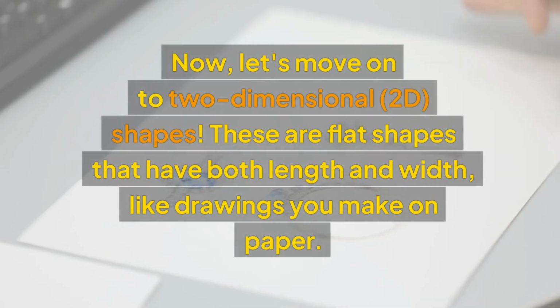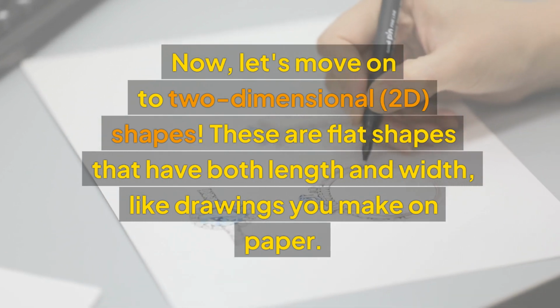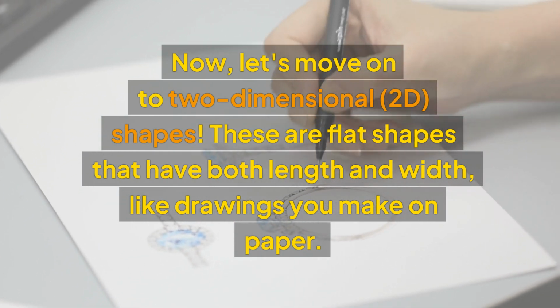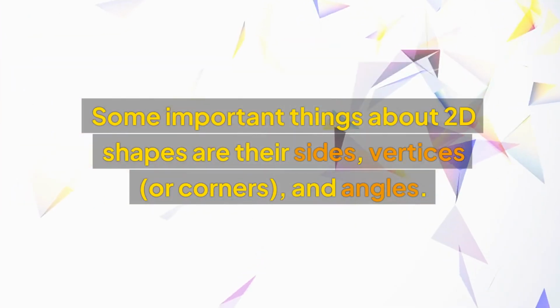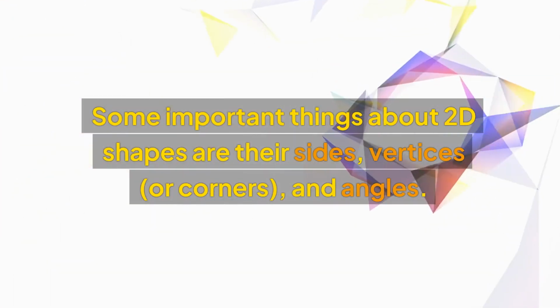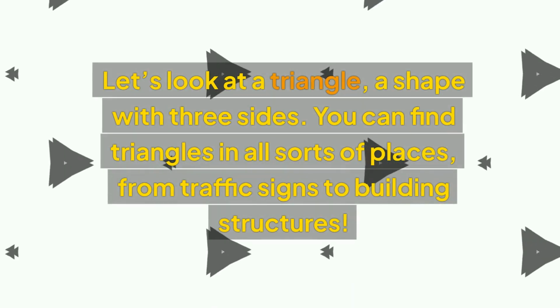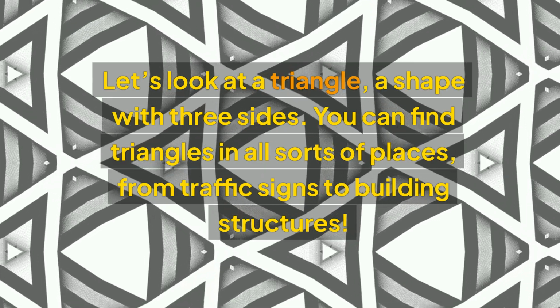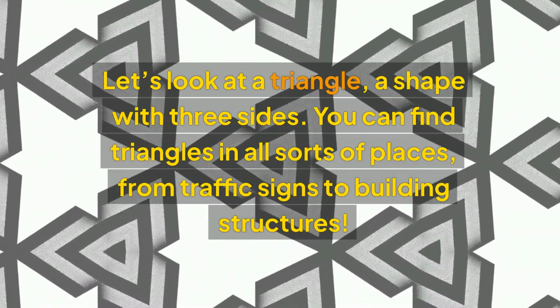Now, let's move on to two-dimensional, 2D, shapes. These are flat shapes that have both length and width, like drawings you make on paper. Some important things about 2D shapes are their sides, vertices, or corners, and angles. Let's look at a triangle, a shape with 3 sides. You can find triangles in all sorts of places, from traffic signs to building structures.